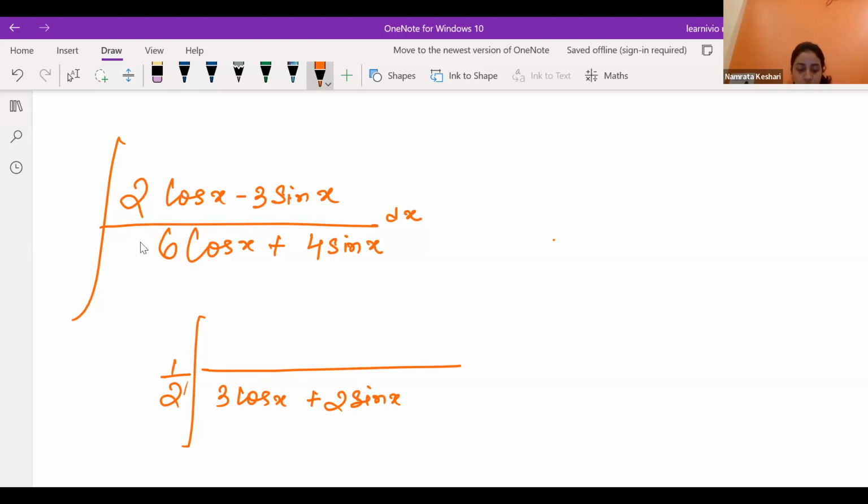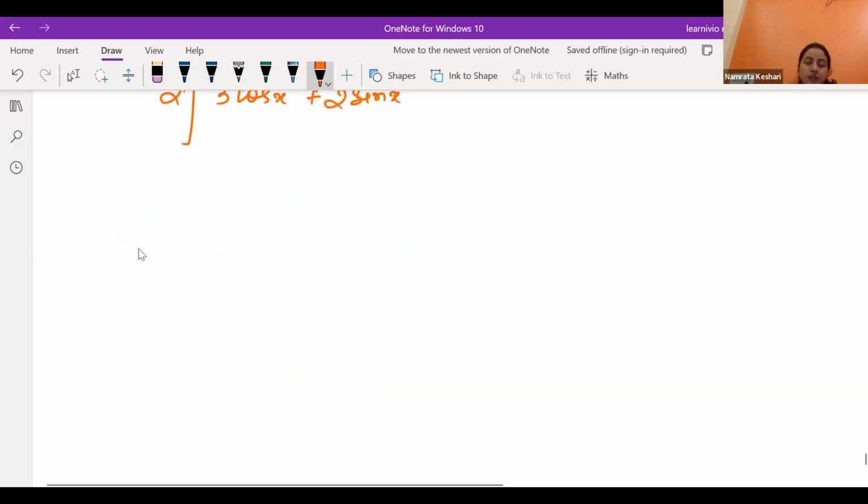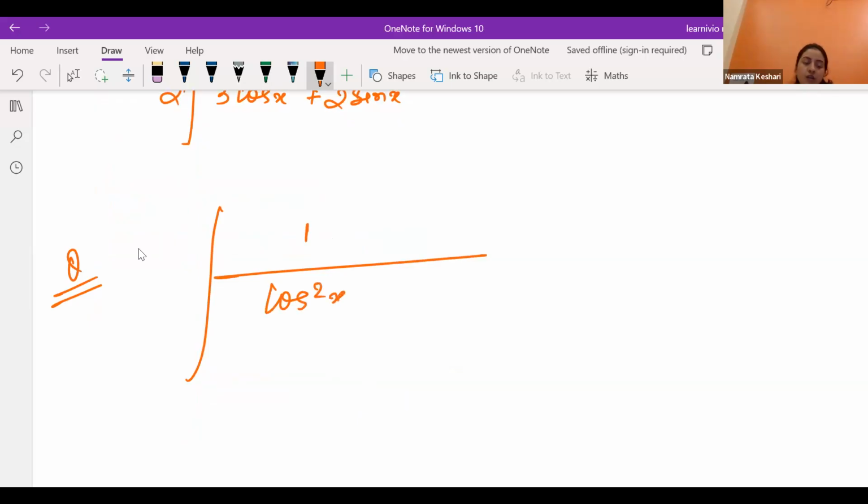Let's do the next one. If we have to do the integration of 1 by cos square x and 1 minus tan x whole square, then what to do, Annapurna?